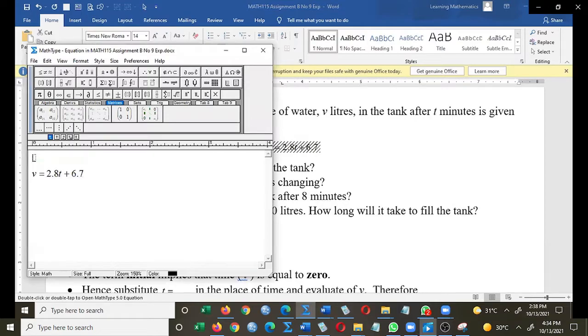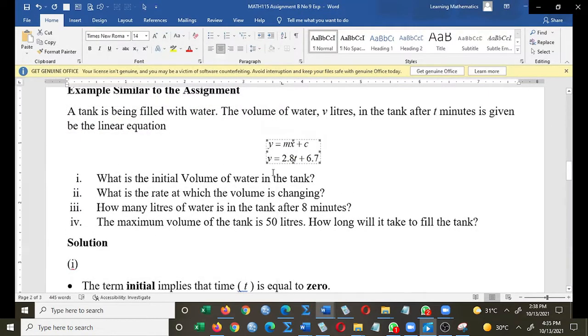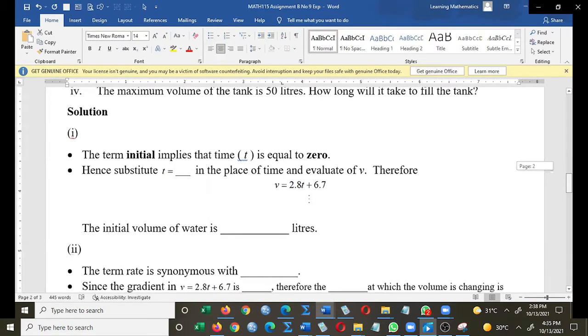We have to put it side by side. This is like y is equal to mx plus c. And y is like V and x is like t. So initial implies t is equal to 0.